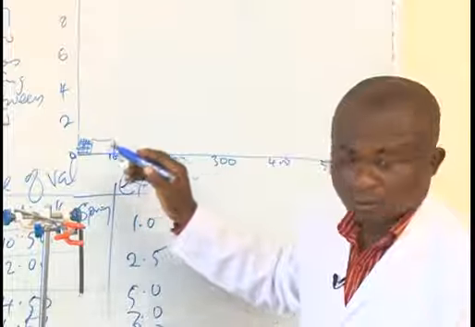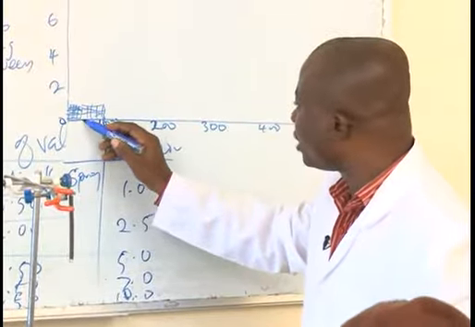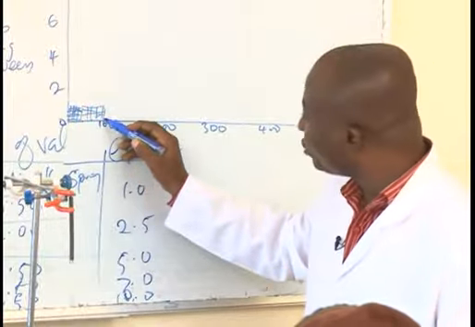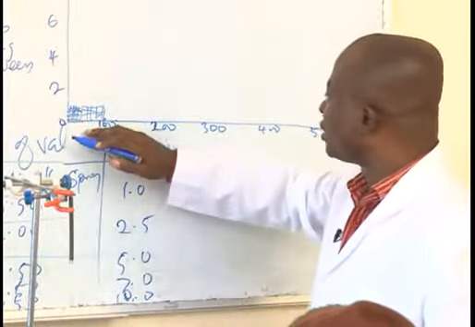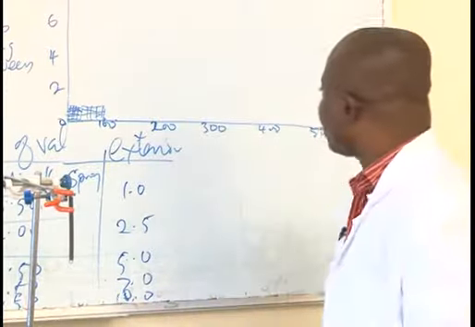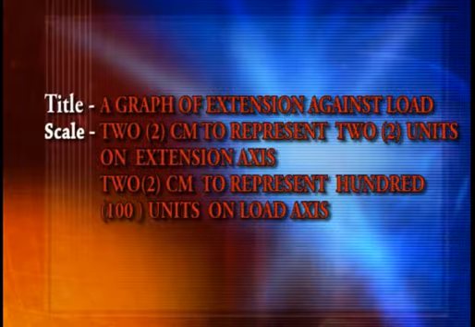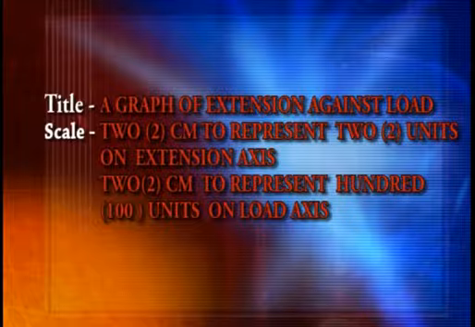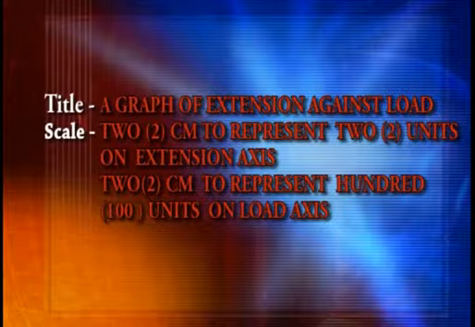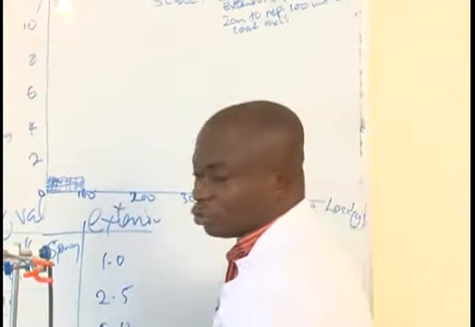Can you see what I'm doing? Assume that this is the graph. You have a line like this. From here to here is 1 centimeter, then from here to here is another centimeter. This is also 2 centimeters to represent what? 100 units on what? On the load axis. Good. So, I want you to be very careful now.